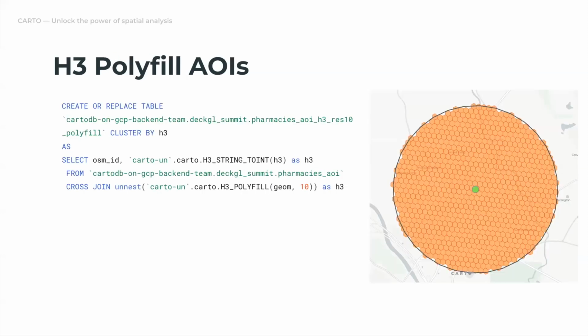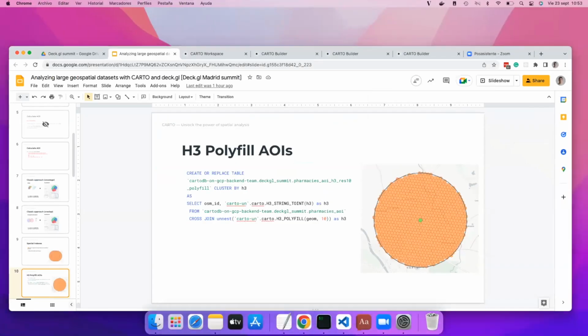CARTO provides the CARTO Analytics Toolbox, where inside of BigQuery you can just run aggregations using different functions of S3. In this case, we are running just a polyfill at zoom level 8. I decided to use zoom level 8 because it fits properly well with the data that they are using. And this is a query that runs in less than 1 minute. You can get the data and the polyfill of the geometries.